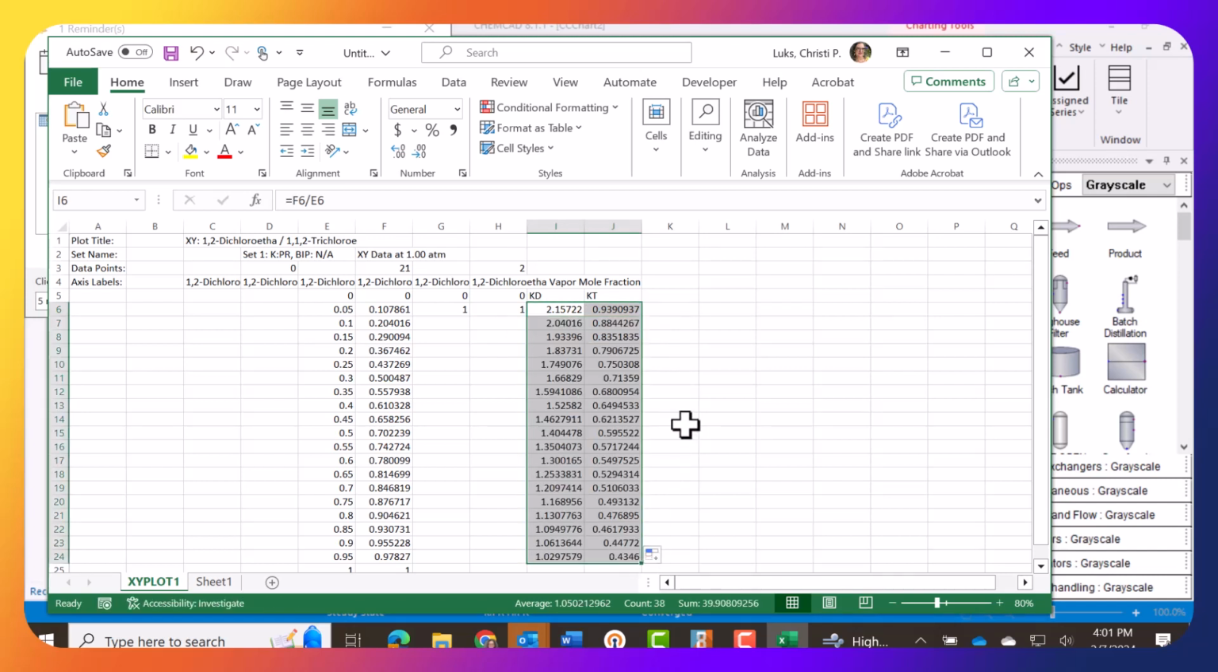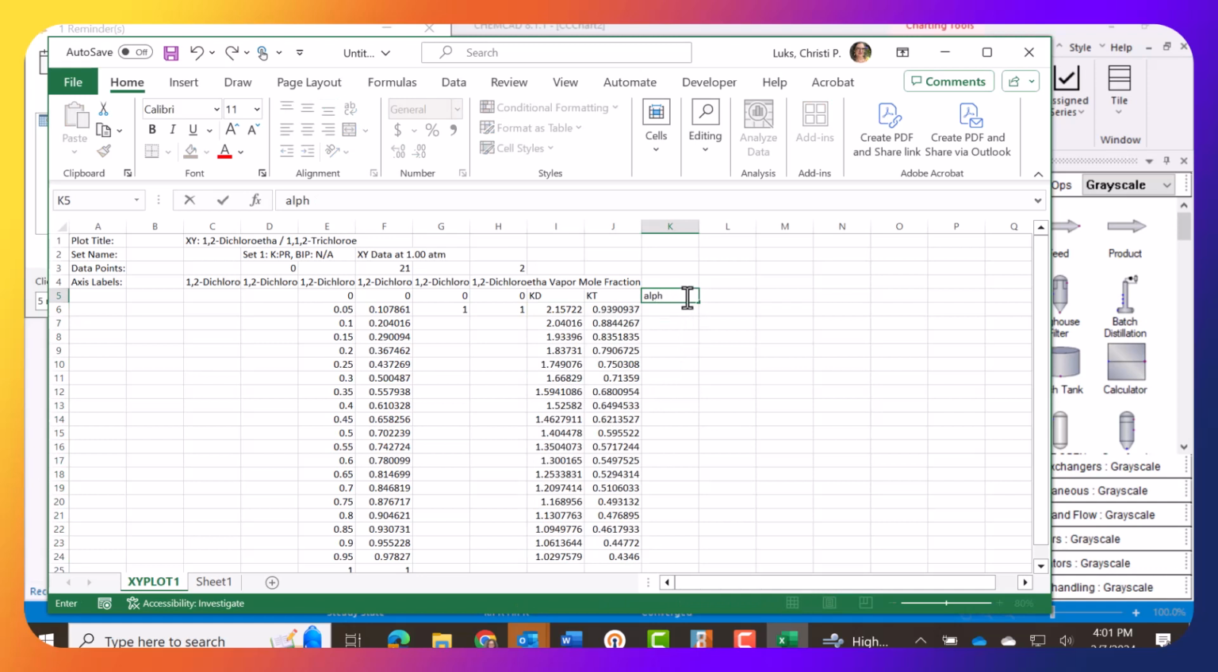Okay, all right. So I have my K's for each of these. What they want is the alpha, and alpha is K, and they've specified that it is the dichloro divided by the trichloro, or compared to the trichloro. So alpha in this case is going to be KD divided by KT.